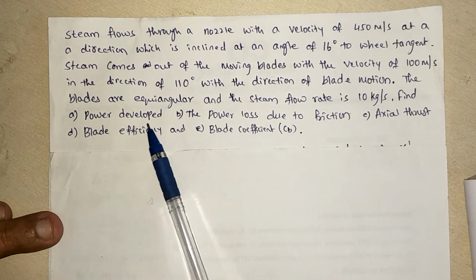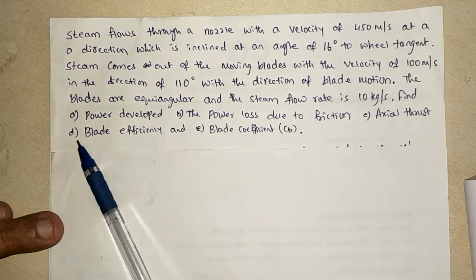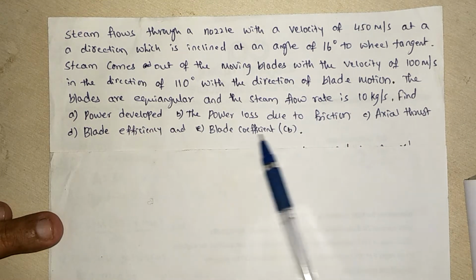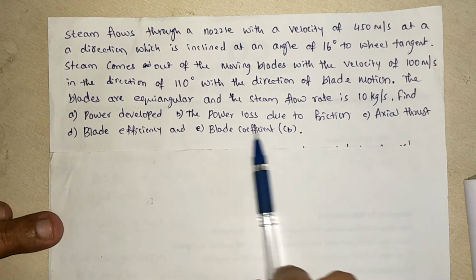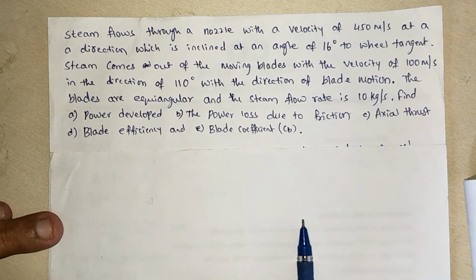Find the power developed, then power loss due to friction, then axial thrust, then blade efficiency and blade coefficient, that is CB. CB is the blade coefficient, that is VR2 by VR1. So we will extract the given data for this.